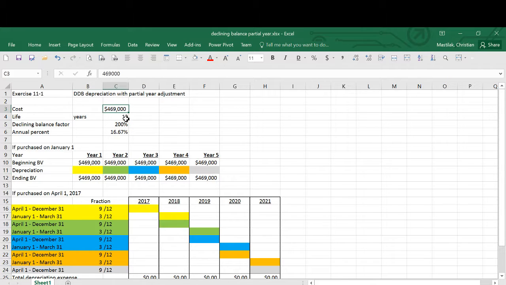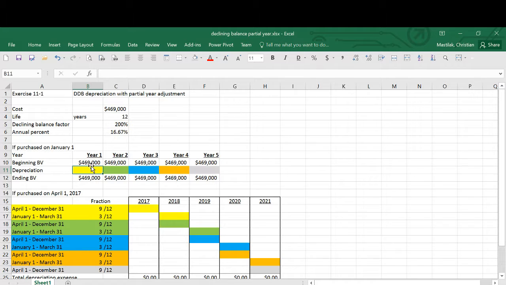So we had a cost of $469,000, an estimated useful life of 12 years. And because we have double declining or 200% declining balance, we're going to do our declining balance factor as 200%. And so what this means is that every year we're going to take 16.67% of the beginning book value as the percentage that we'll take for depreciation expense. And we get that by taking 1 divided by 12 and then multiplying that by 2 or 200%, and that gives us 16.67. Again, same thing we did in class.